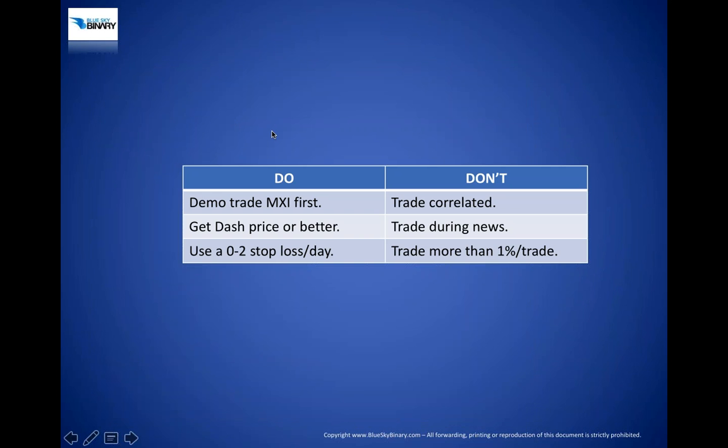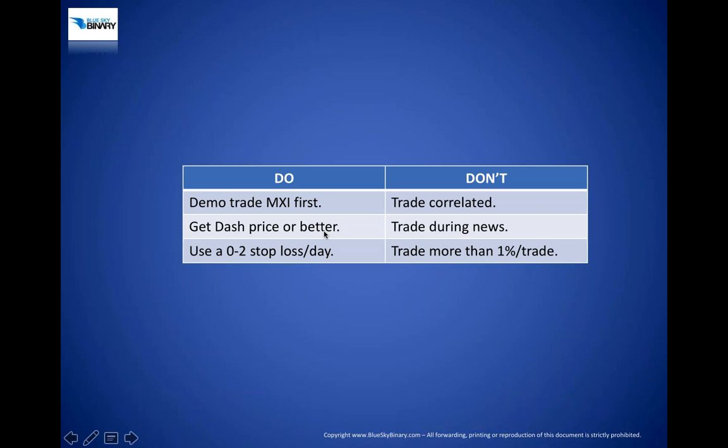So these are some key do's and don'ts, all right? Do demo trade the MXI first. I want to reiterate, this is an advanced form of RSI. It has a few more filters. It takes into account quite a few more variables than just RSI. So it's a better indicator, and in theory can replace your RSI, right?